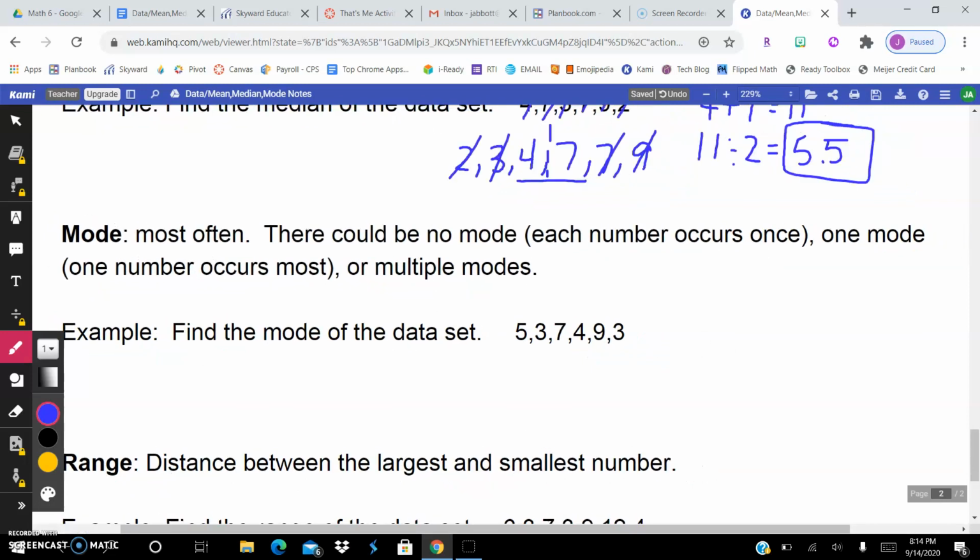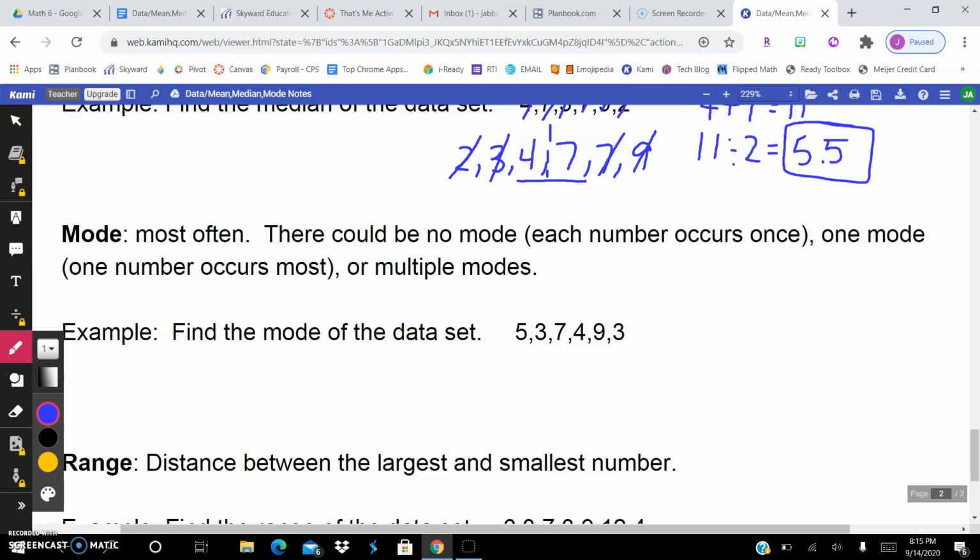Mode is the number that occurs most, and there could be no mode. So if there's no mode, that means each number occurs once in the list. We could have one mode, so there's one number that occurs more than all of the others. Or we could have 2 modes or 3 modes or 4 modes or whatever, depending on how many times. So if we have 2 numbers that occur 3 times, we're going to have 2 modes.